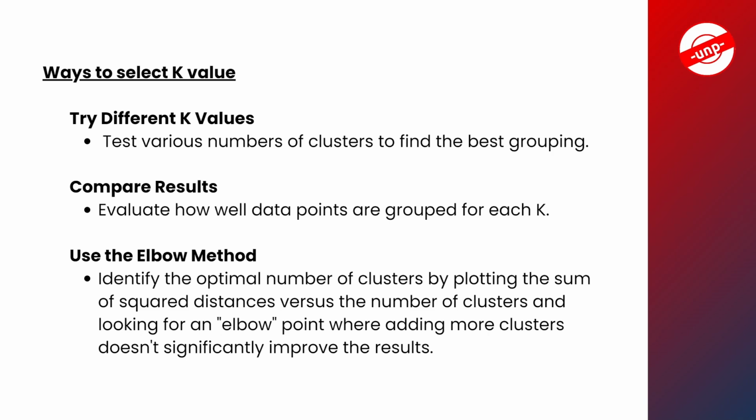This method helps you find the best number of clusters. Plot a graph with the number of clusters on the x-axis and the sum of square distances, meaning how far the data points are from the cluster centers, on the y-axis. Look for an elbow in the graph, a point where adding more clusters does not significantly improve the result. This elbow point suggests the optimal number of clusters to use. The elbow method graph helps determine the optimal number of clusters in K-means clustering.